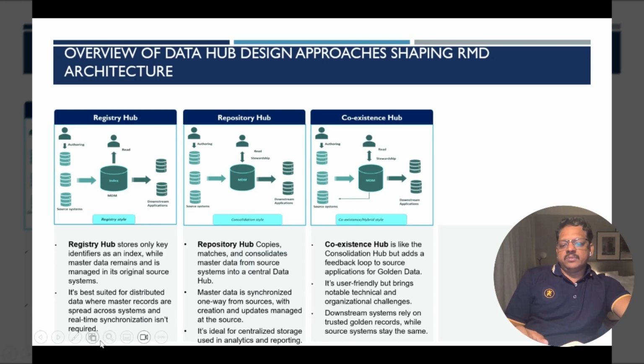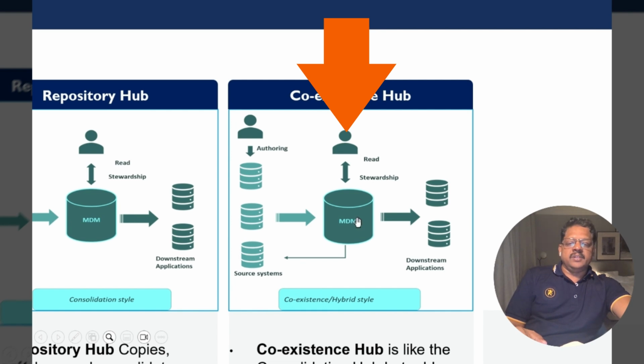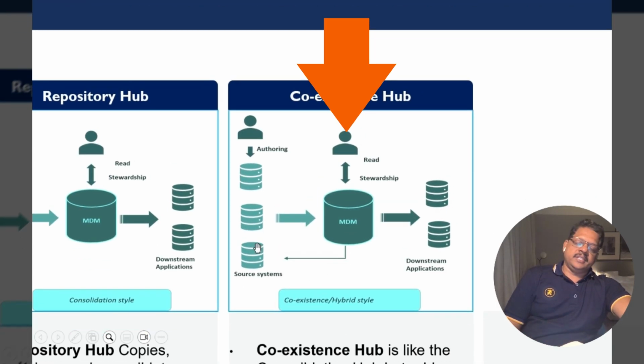So if you look closer at the design, these are the source systems, then we have the MDM, then there is stewardship, then we have the downstream applications, but you can see there is a feedback loop. It's like a hybrid scenario. An update happens at the source, and it comes to the MDM. It is updated in the source also, right? That is the coexistence hub.